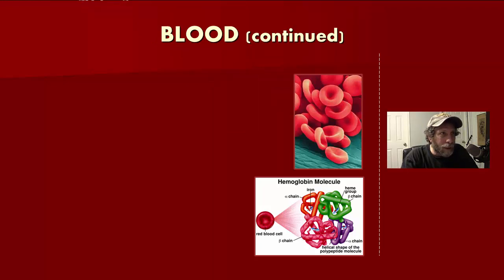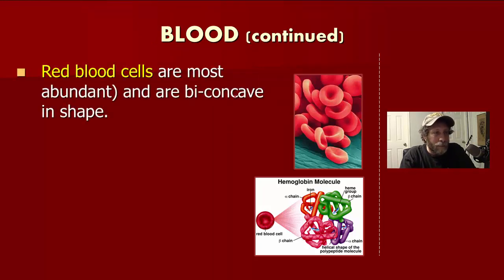Okay, so let's write about red blood cells. Red blood cells are the most abundant, and biconcave in shape, as we just said. So when you look at a microscope slide, or when you look at blood, it looks red. Your blood doesn't really look white, does it? It might look a little bit bluish, but we can talk about that in a minute. Most abundant and biconcave in shape.